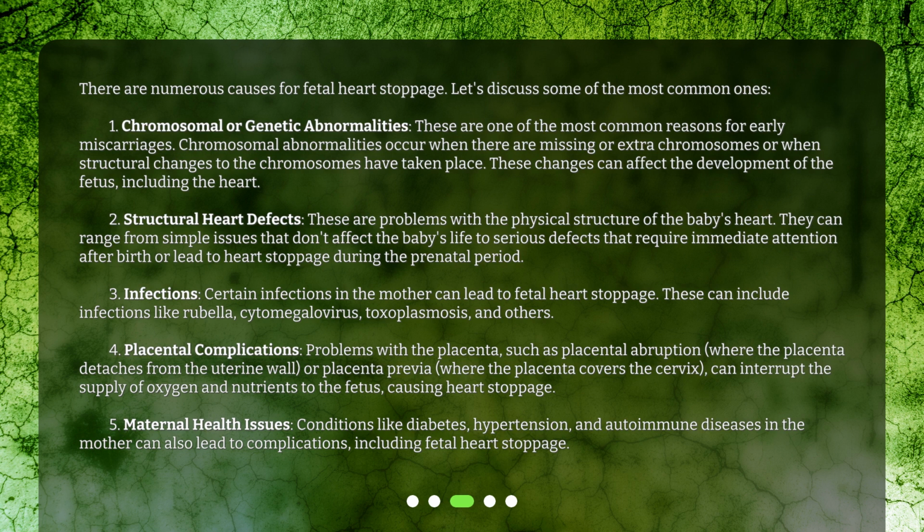4. Placental complications. Problems with the placenta, such as placental abruption, where the placenta detaches from the uterine wall, or placenta previa, where the placenta covers the cervix, can interrupt the supply of oxygen and nutrients to the fetus, causing heart stoppage. 5. Maternal health issues. Conditions like diabetes, hypertension, and autoimmune diseases in the mother can also lead to complications, including fetal heart stoppage.